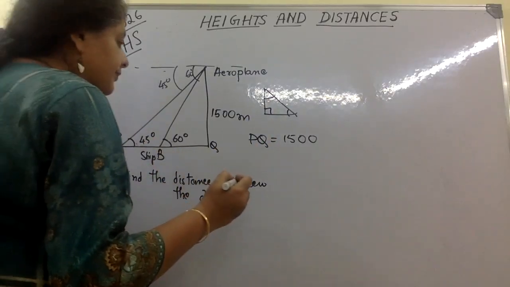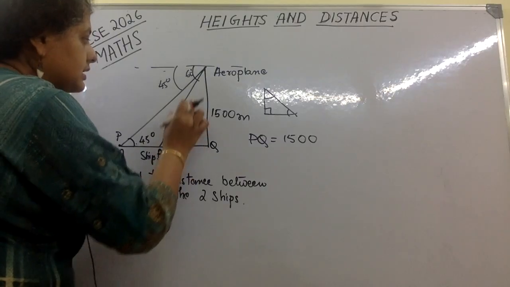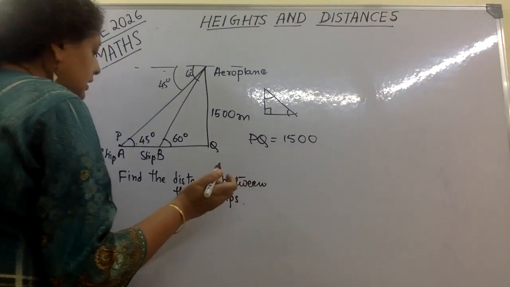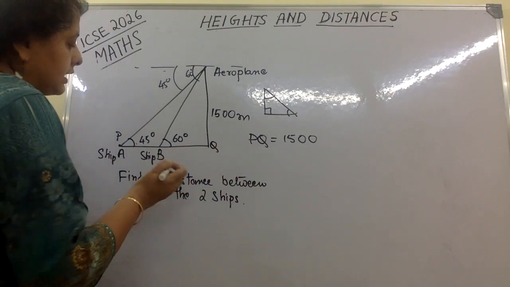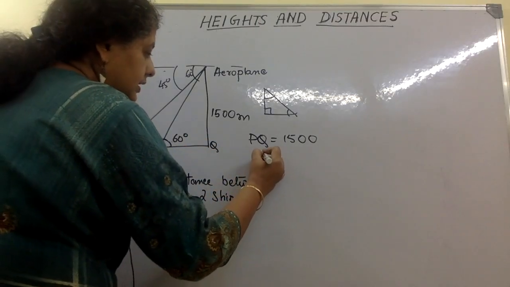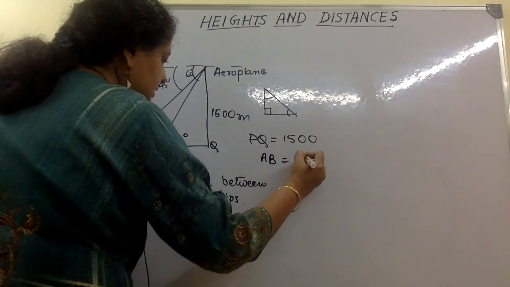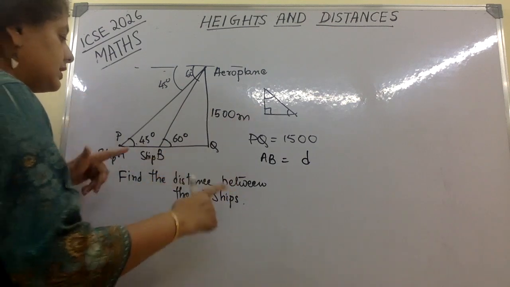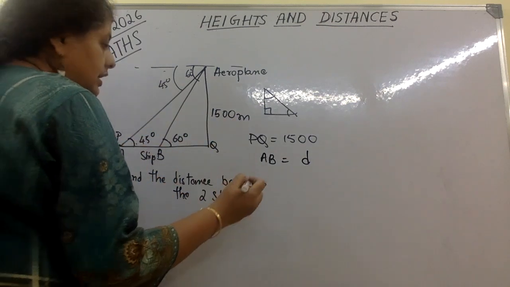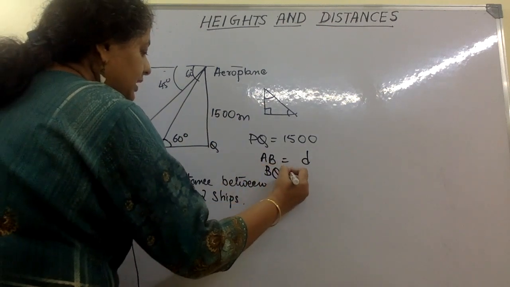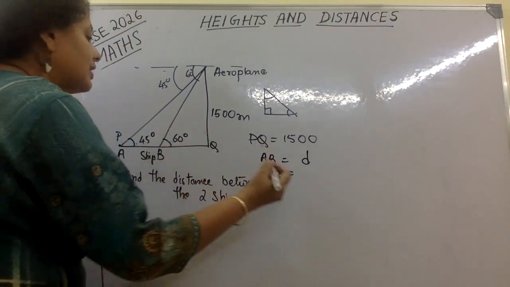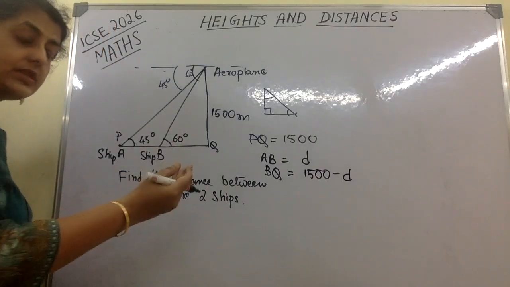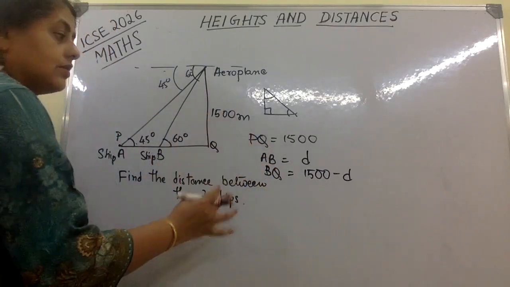Next, we have to come to this smaller triangle. In this smaller triangle, let's say the distance AB between the two ships we take as D. Then this part BQ becomes how much? BQ becomes 1500 minus D. Sometimes it is plus, sometimes it is minus, depending on the diagram.